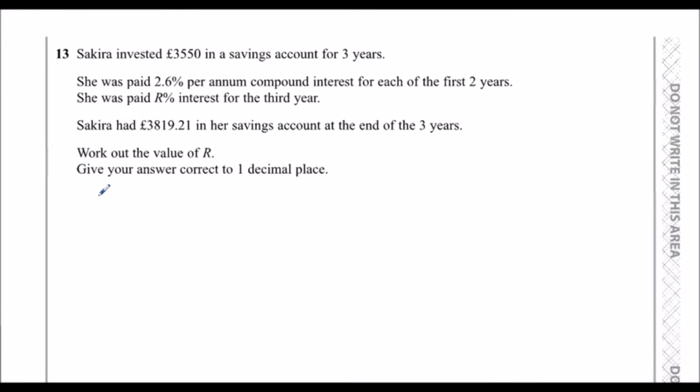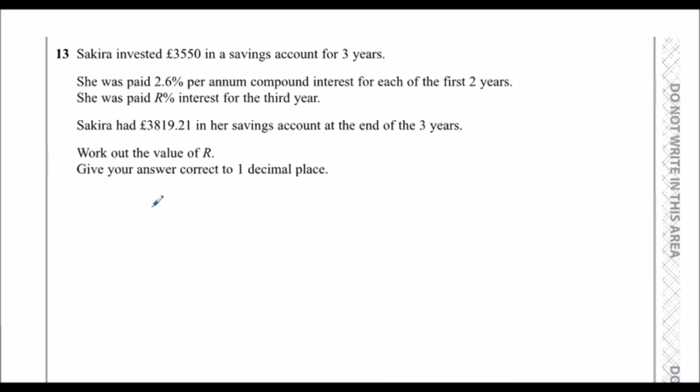Question 13. Sakira invests £3,550 in a savings account for 3 years. She was paid 2.6% per annum, compound interest for the first 2 years. She was paid R% interest for the 3rd year. Sakira had £3,819.21 in her savings account at the end of the 3 years. Work out the value of R, correct to 1 decimal place.